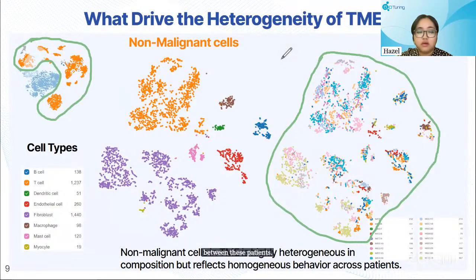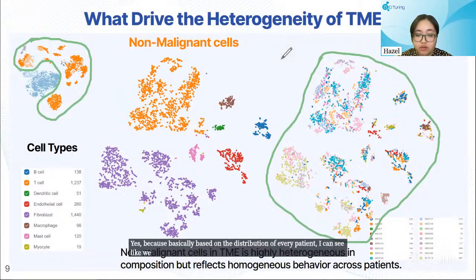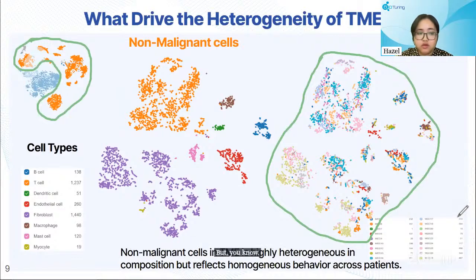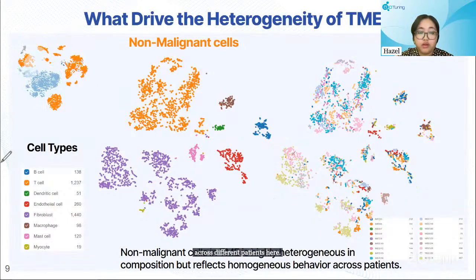Yes, because based on the distribution of every patient here, I can see we have many patients down here, but the composition of each patient is quite similar to each other. So this is reflecting the homogeneous behavior across different patients. So I wonder whether we see the same pattern with the malignant group.